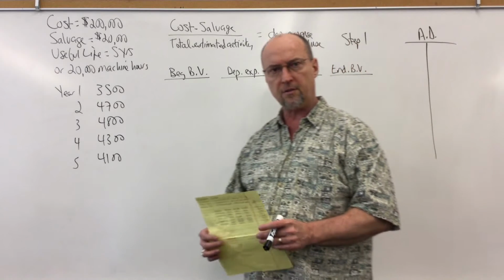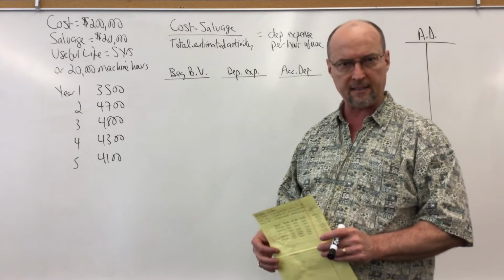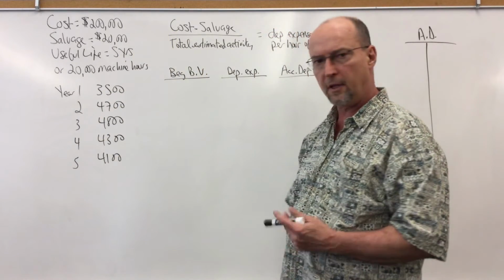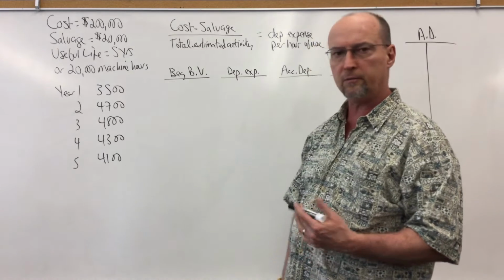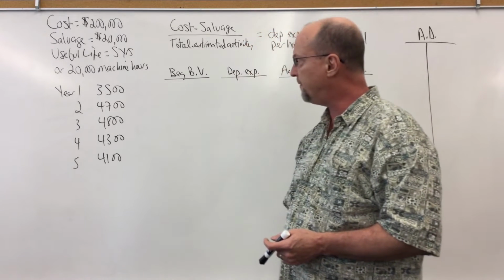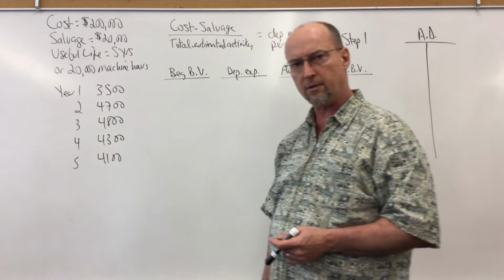We're going to look at the units of activity depreciation method for fixed assets or property, plant, and equipment. The cost is $200,000 for the equipment. The salvage or residual value is $20,000. And the useful life is 5 years and 20,000 machine hours.